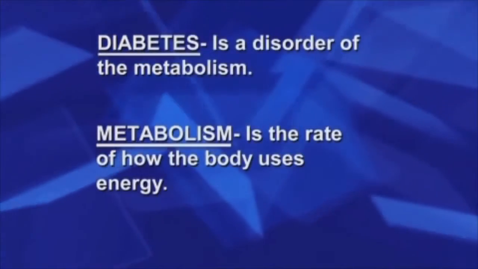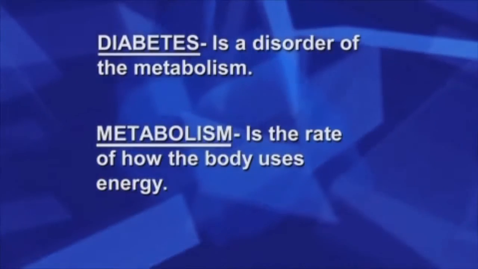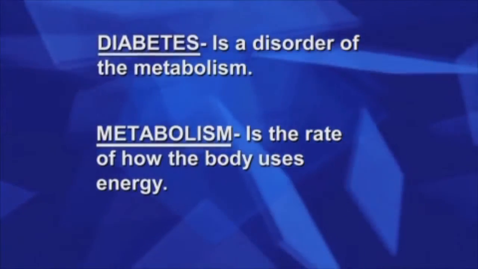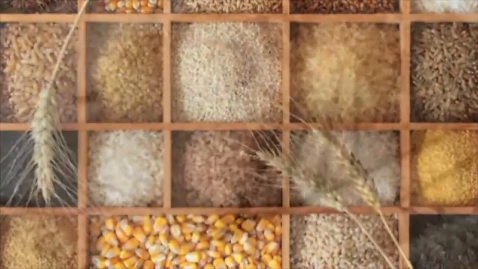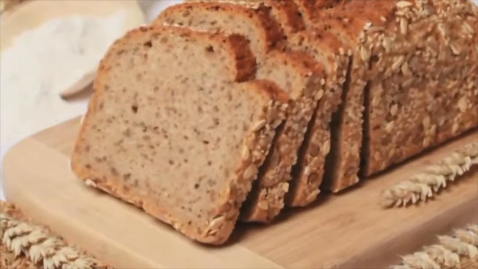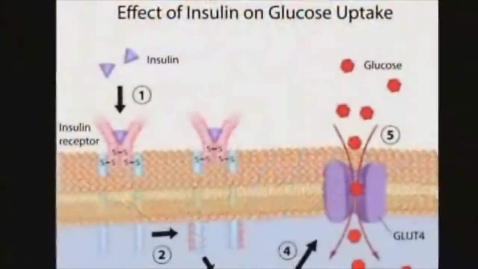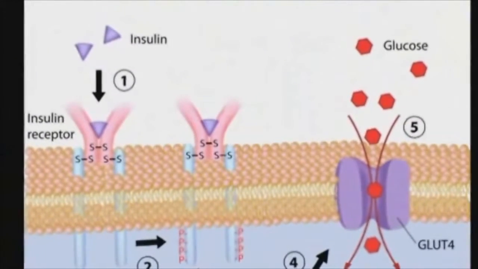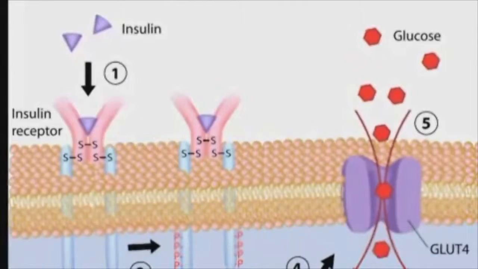So what is diabetes? Diabetes is a disorder of the metabolism. The metabolism is the rate of how the body uses energy. The energy that our body uses is in the form of glucose. The carbohydrate sources that we eat are broken down into glucose. After carbohydrates are digested, glucose passes into the blood where it's used by the cells for growth and energy.